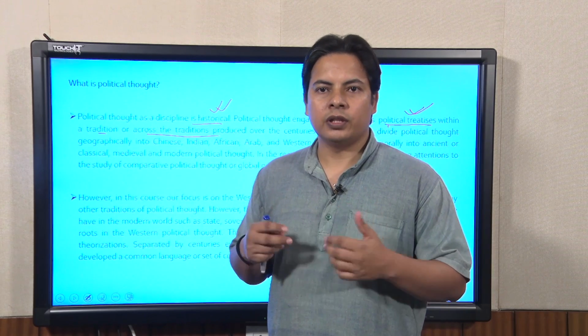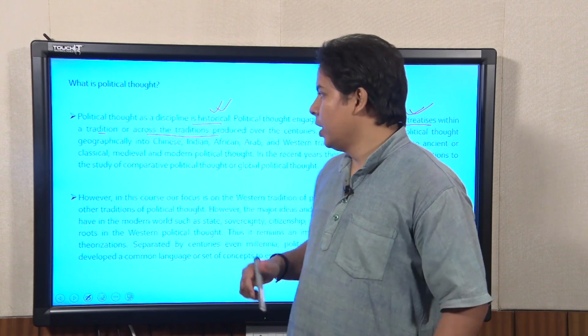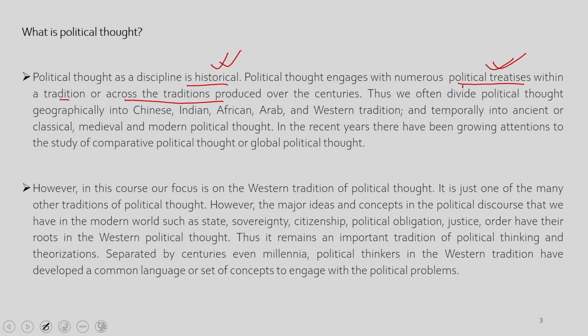of tradition and also in terms of temporality, and we often divide it, say, into Chinese political thought or Indian political thought, African political thought, Arab and Western tradition of political thought. This is merely for the purpose of having a comparative understanding of political thought in different traditions, but that does not mean within Indian, Arab or Chinese tradition there is a kind of unanimity or a kind of coherence in political thinking and theorization.